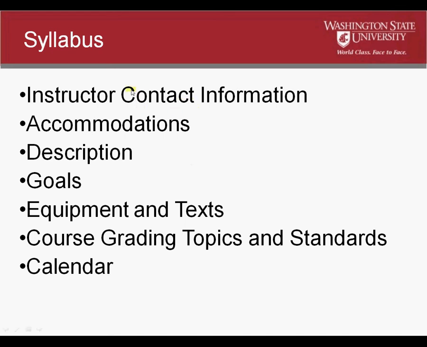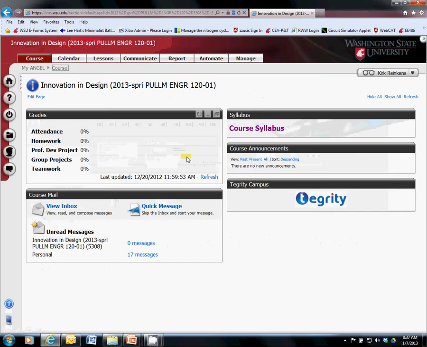So let's take a quick look at the syllabus. It'll contain instructor contact information, accommodations details, description of the course, goals, equipment and text, course grading topics, standards, and of course a general calendar. Let's go ahead and take a quick look at that, switch back to the main course page and pull up the syllabus.